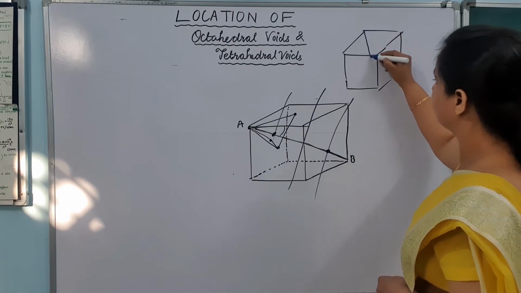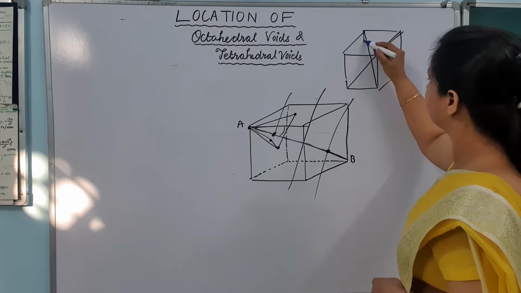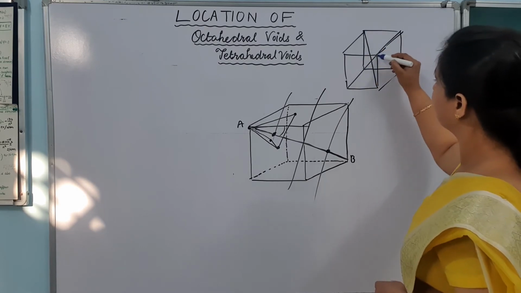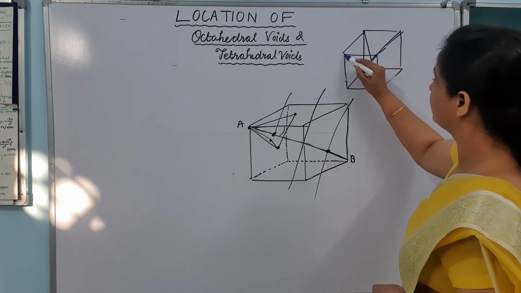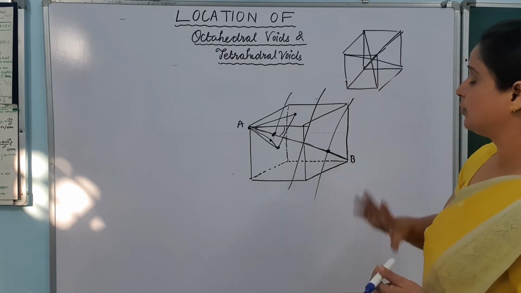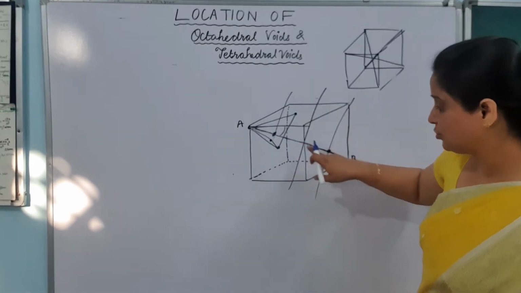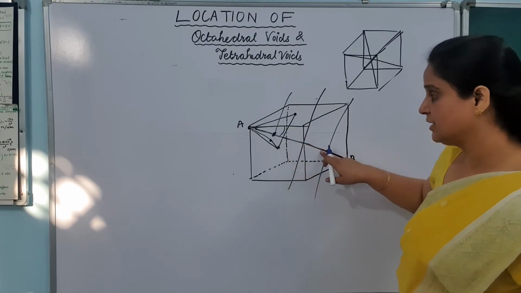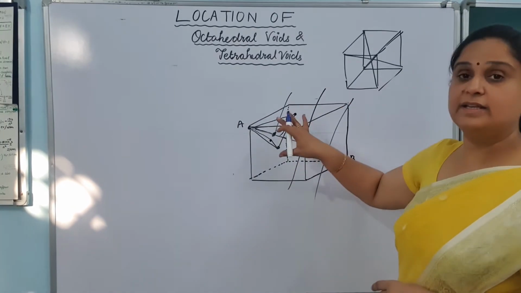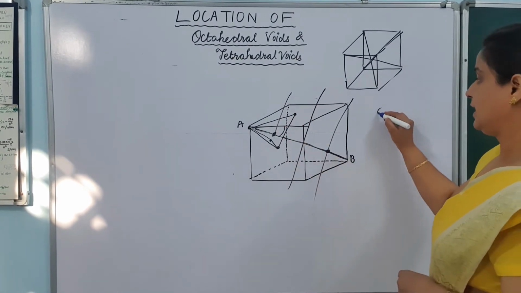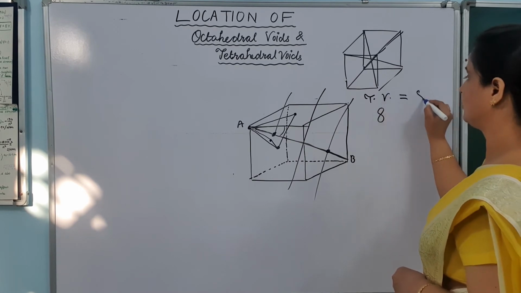Okay, one body diagonal, second body diagonal, third body diagonal, from here to here, from this side to this edge and this to this. So total overall 4 body diagonals are there, and each body diagonal is having 2 tetrahedral voids on it. So total number of tetrahedral voids in this unit cell is 8. Tetrahedral voids will be equal to 8.